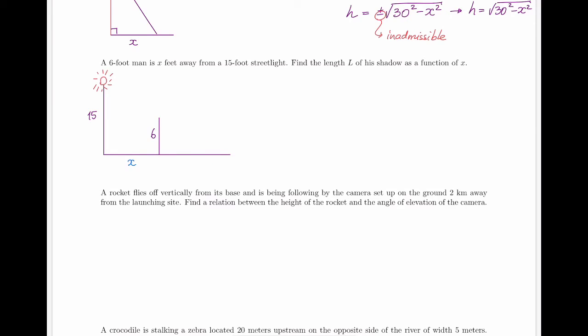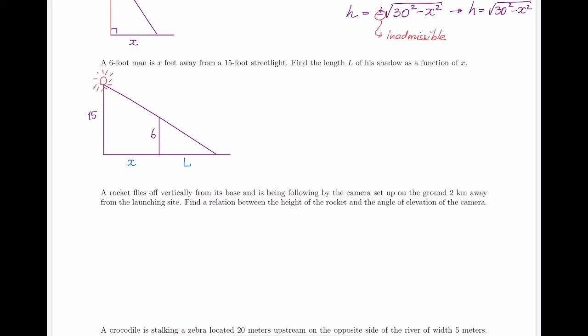And this is now where I'm beginning to see that I have some kind of triangular structure to this whole thing. The length of his shadow is actually also given to me as a variable, so this will be L. These are going to be my two variables. So now I am asked to find the length of his shadow L as a function of x, which is his distance away from the streetlight.